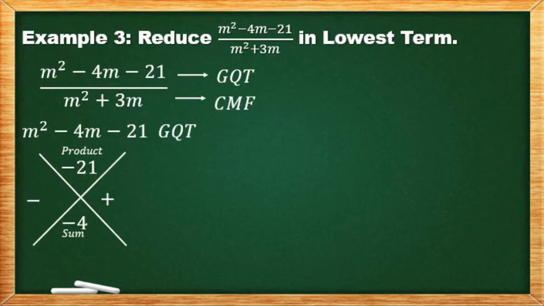So, what are the two numbers kapag ang product 21? Meron tayong 7 and 3.